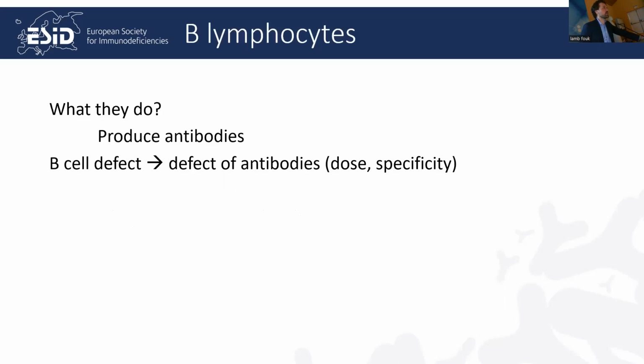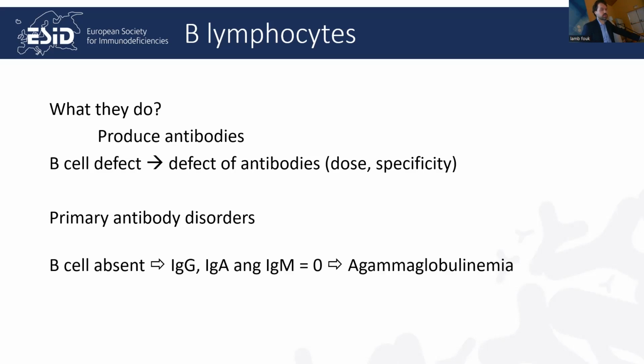What do B lymphocytes do for a living? Their most important role is to produce antibodies. So, as it comes, no B lymphocytes, you will have a defect of antibodies. But the defect can be either in the dose, so very little antibodies, or in the specificity, so the dose is okay, but they are not working properly. And so, if you don't have B cells or B cells are not working, you call those primary antibody disorders.